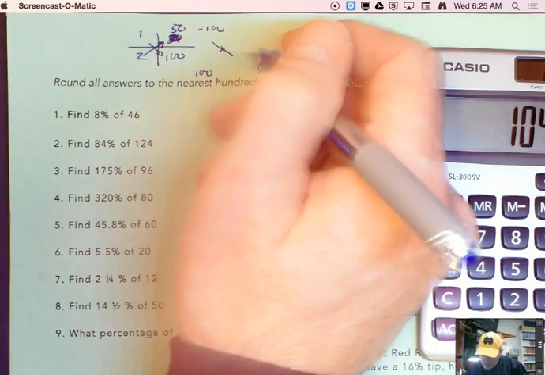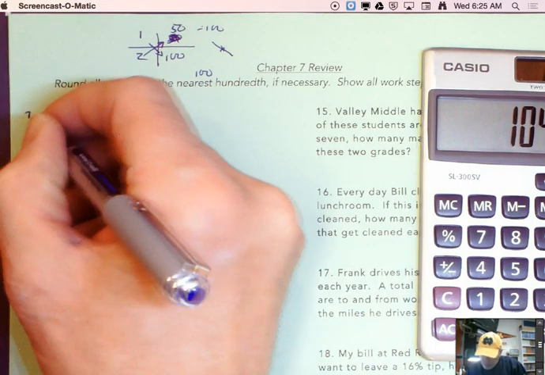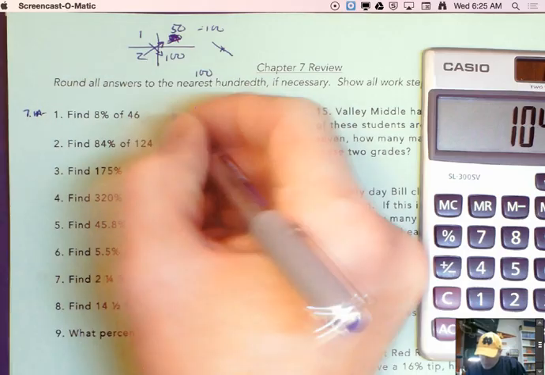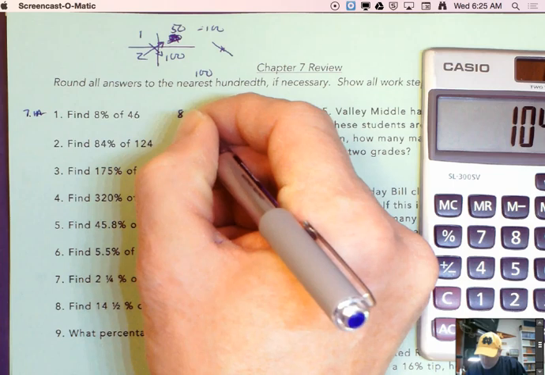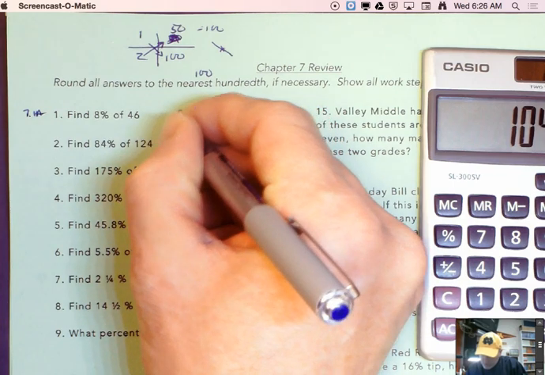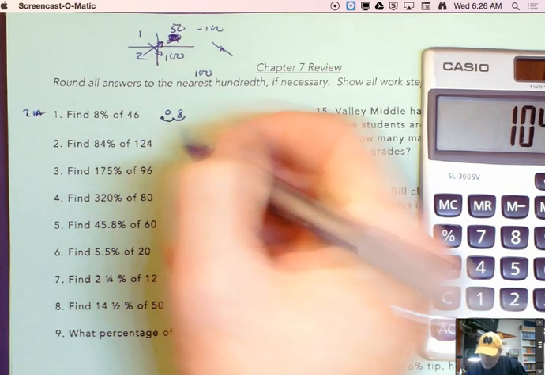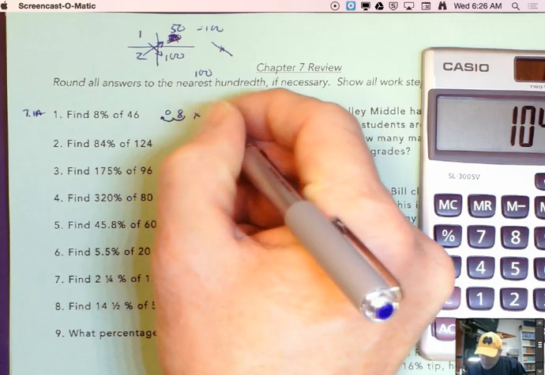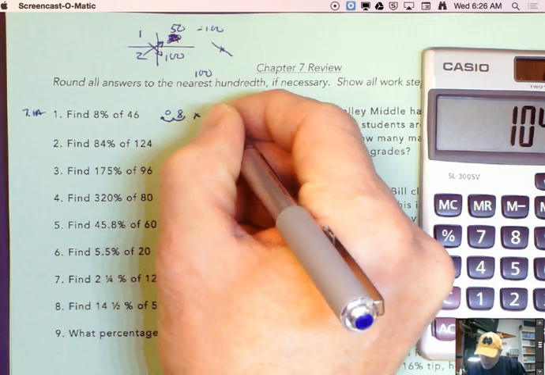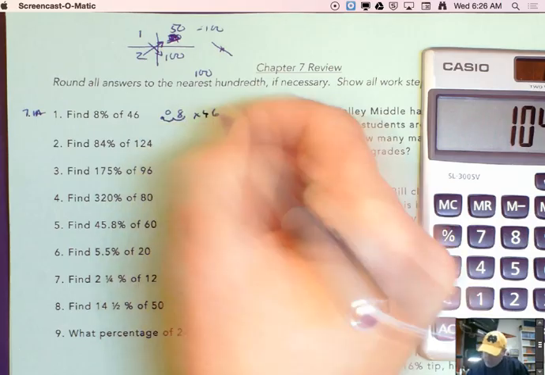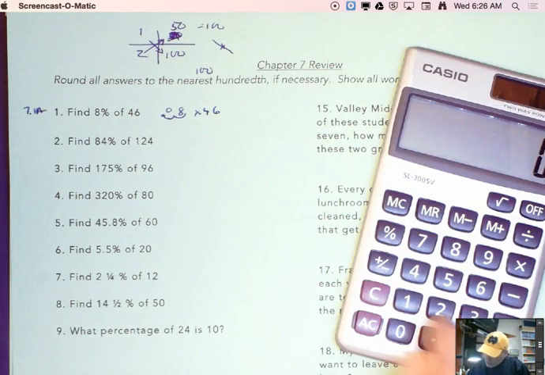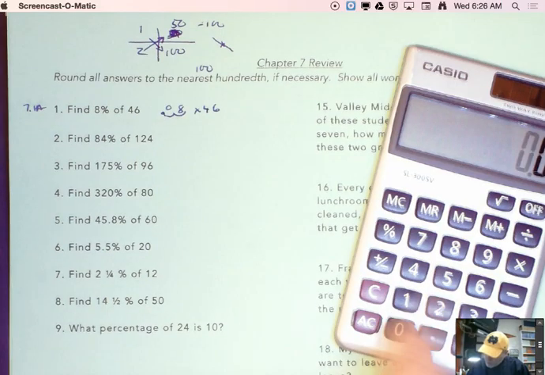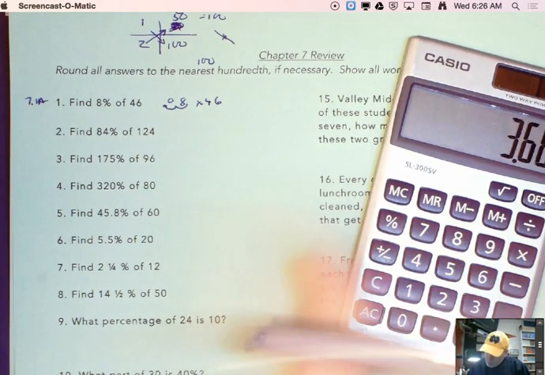All right, this first target today is 7.1a. And the important part about this one is many of you will forget that 8%, the decimal is right here, and you have to move it 2 places to get 0.08. You multiply that times 46, and you will have your answer. Let me just clear that out, and I will tell you that 0.08 times 46 is 3.68.